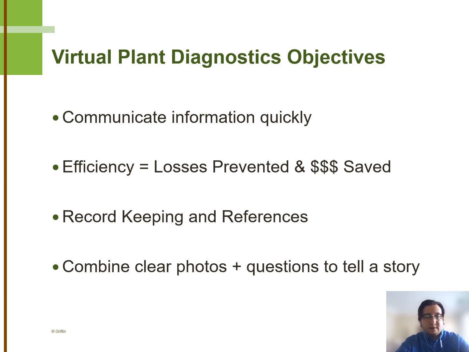Anything that's basically taken via your phone or email can be easily recorded or saved and then referenced in the future. Using some tricks that we're going to be discussing in this presentation, we can combine clear communication, clear photos, and various questions to get to the root of what's going on in your operation.